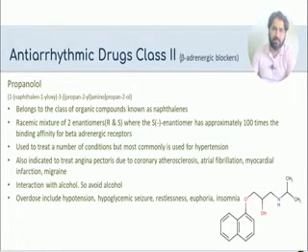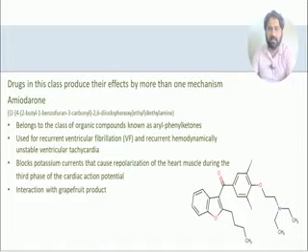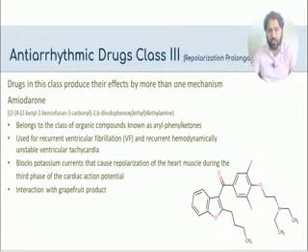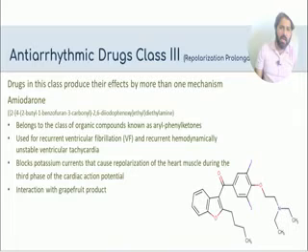Now the next class of antiarrhythmic drugs is class 3. Drugs in this class include, for example, Amiodarone, Bretylium, Sotalol and Dofetilide. There are several drugs in this category. They have different electrophysiological changes on the myocardial tissue, but they have one common effect, which is prolonging the action potential.